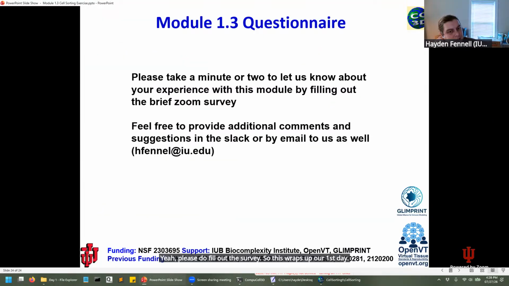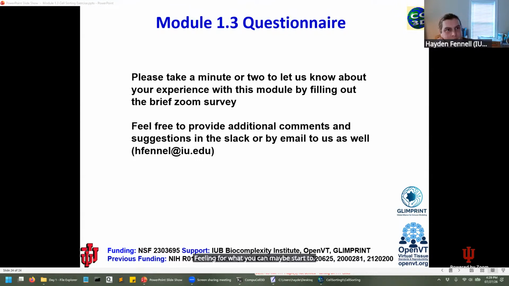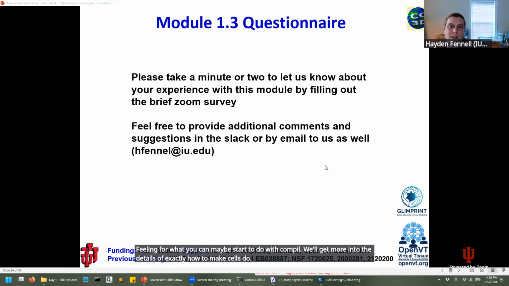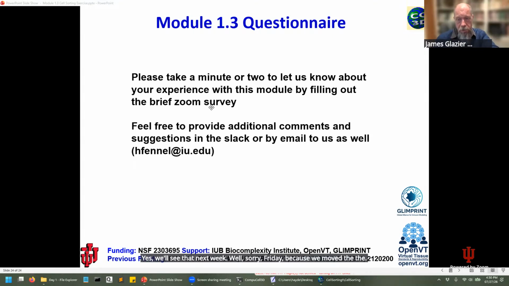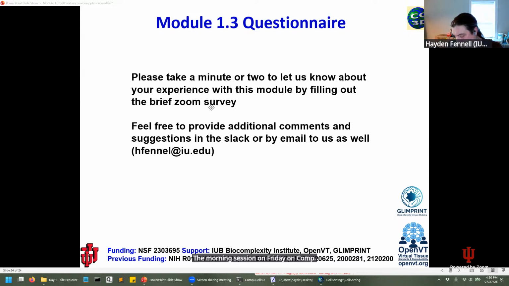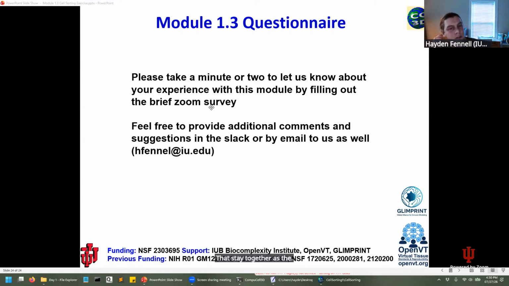But this all gave you a good feeling for what you can maybe start to do with CompuCell. We'll get more into the details of exactly how to make cells do what you want them to do over the next couple of days. To ask, will we learn about generating a lumen in the next lectures? You can use segmented cells to do that. The morning session on Friday on compartmental cells, there are methods for building cells with multiple parts that stay together as the cell moves around.